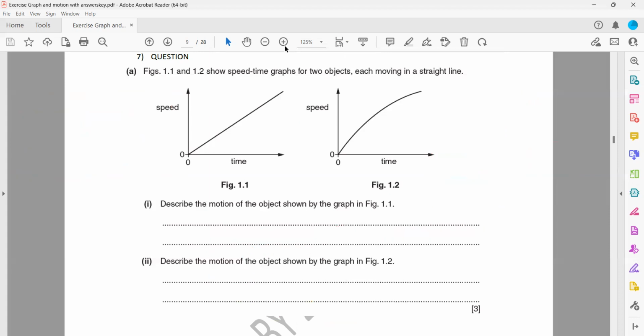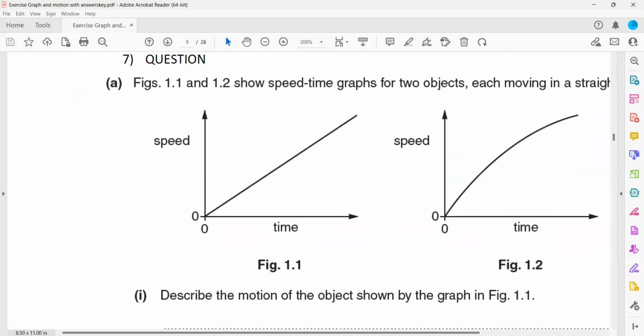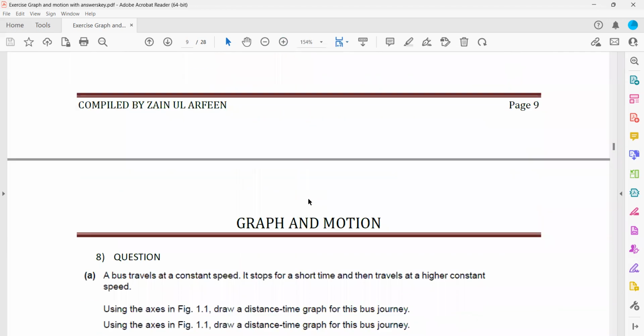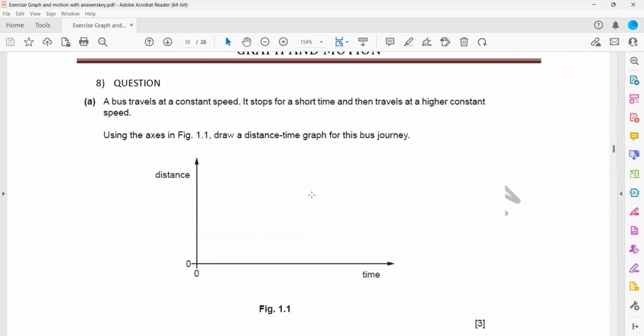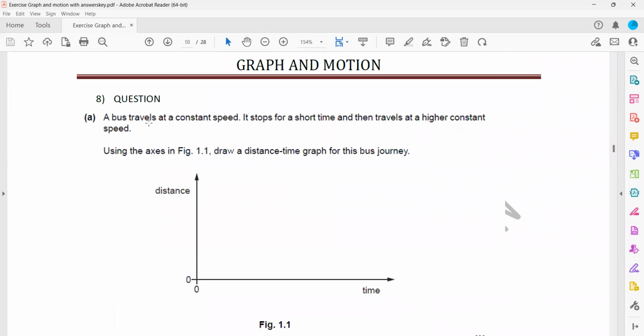Moving on to the next question, question 8. In question 8, a bus travels at a constant speed and stops for a short time. Then it travels at a higher constant speed. It's a distance time graph, and recall how we represent a constant speed on a distance time graph. A constant speed in a distance time graph is a straight line.